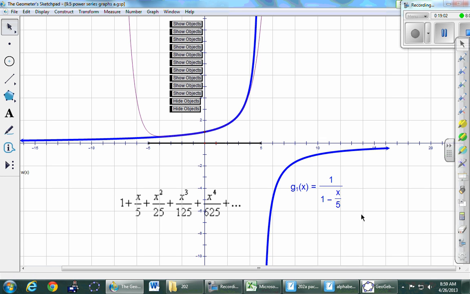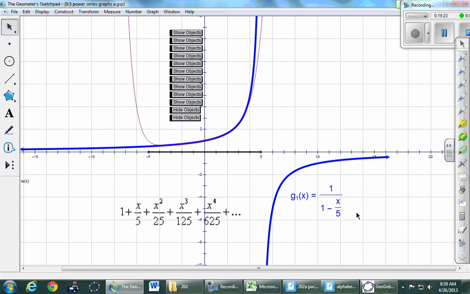What is that? David. Yeah. We know a over 1 minus x is the infinite sum formula. So again, what's the first term? It's 1, and what's the common ratio? x over 5, and 1 over 1 minus x over 5 is this guy, which looks nothing at all like a polynomial, right? All the other ones I showed you were polynomials.